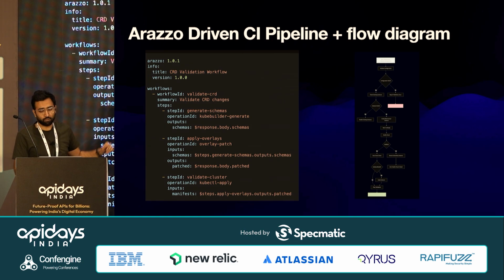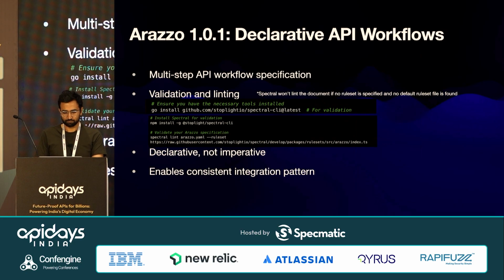So here is the workflow, or you can consider it as a flow diagram. What I did, when you have the Arazzo documentation ready, there is a Mermaid UI. So you can put all the information inside that UI and it will convert it into a well-defined flow diagram for your use cases. So it will look like this. Once you validate the CRD, you can apply the overlay, which we'll discuss in the upcoming slides, and you can validate the cluster as well.